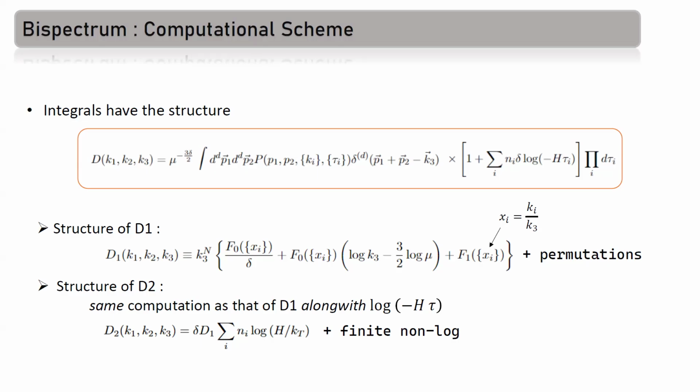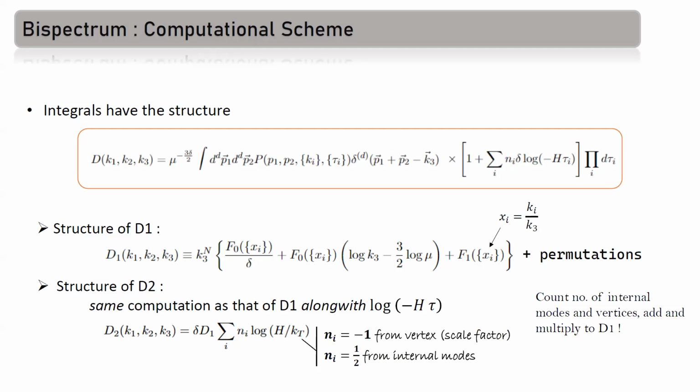So all we have to do once we have D1, to compute D2, is just count the number of internal modes, multiply that with half, count the number of vertices, multiply that with -1, add everything, multiply that to D1, and you have D2. And this is order delta.